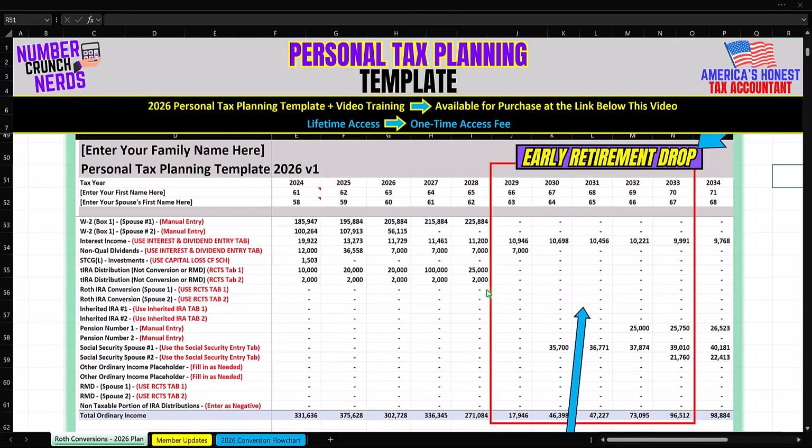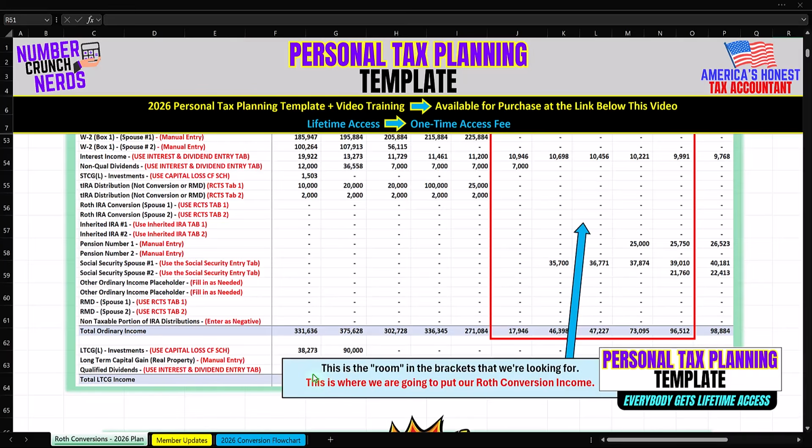But if you just think about how those gray bars look compared to the volume of numbers that you're seeing in this section right here, you can see that income in this period of time is substantially lower, and therefore this represents the room in the brackets that we are looking for, because this is where we are going to put our Roth IRA conversion income.